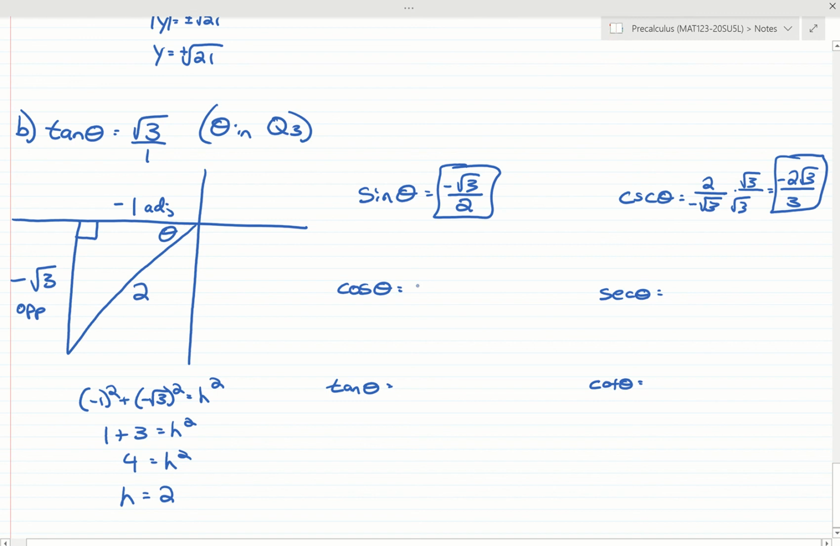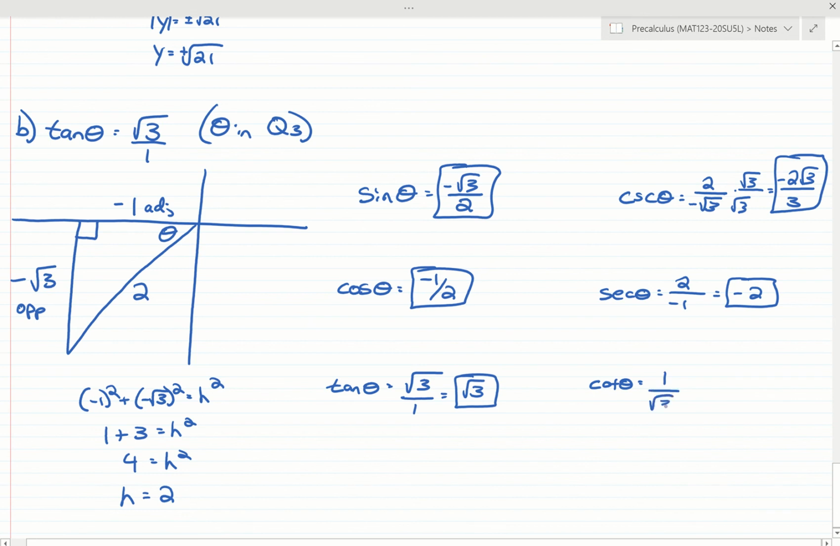Cosine would be the adjacent over hypotenuse. So we don't have to worry about rationalizing anything. And then tangent, well, we were told what tangent is, root 3. We wrote root 3 over 1, but root 3 would just be a simpler answer. And the cotangent would be the reciprocal, 1 over root 3, which we should then rationalize, and we get root 3 over 3.